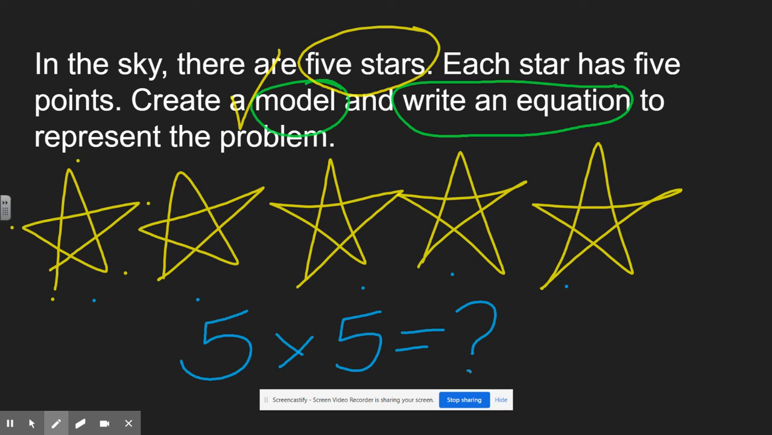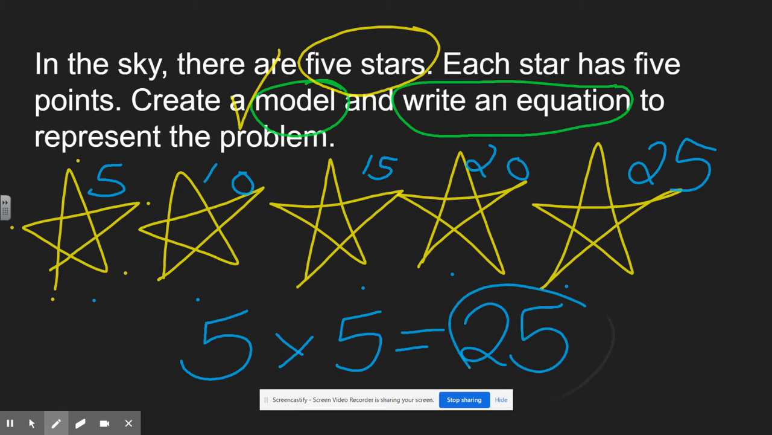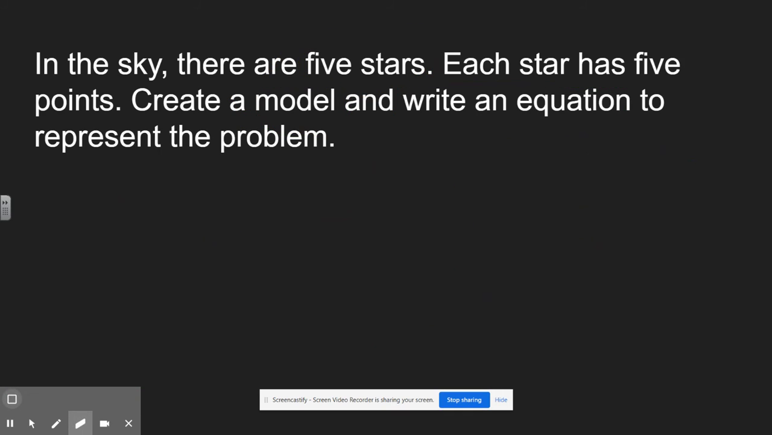We can solve it if we want. You can count the points. You can use a number line like we've done before. You can skip count 5 times. I'm going to skip count because that's easiest for me right now. So I'm going to go 5, 10, 15, 20, and 25. So I know now I can erase this and fill in my answer. 5 times 5 equals 25. Okay, so that one's done.